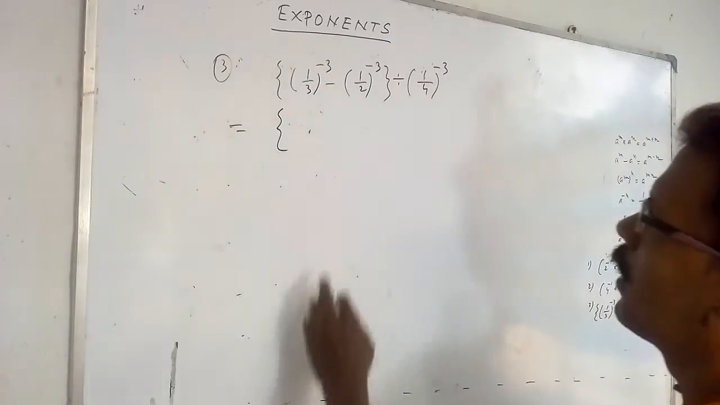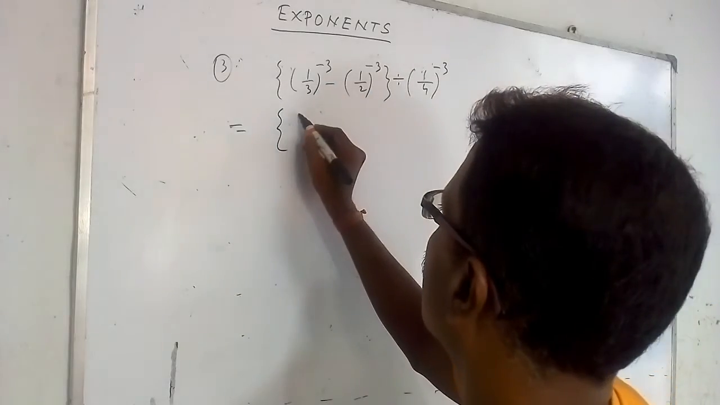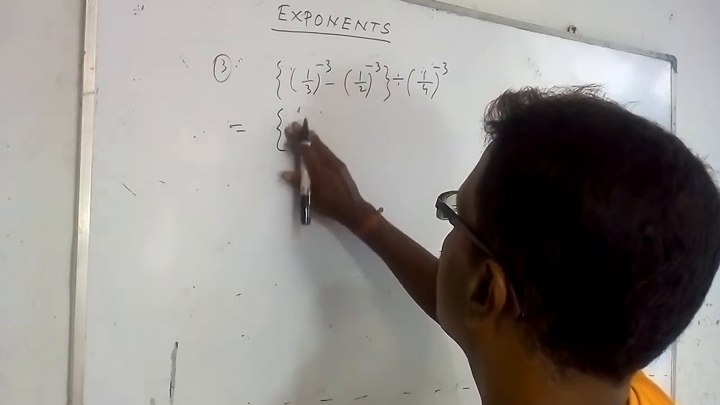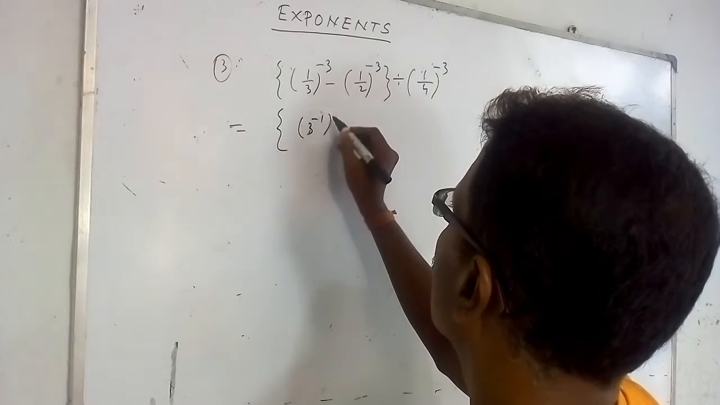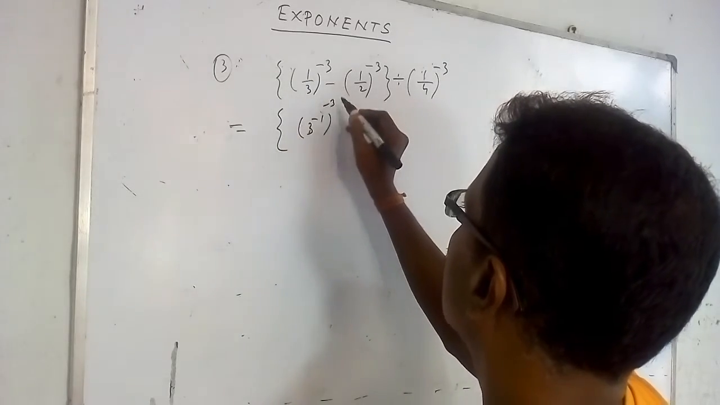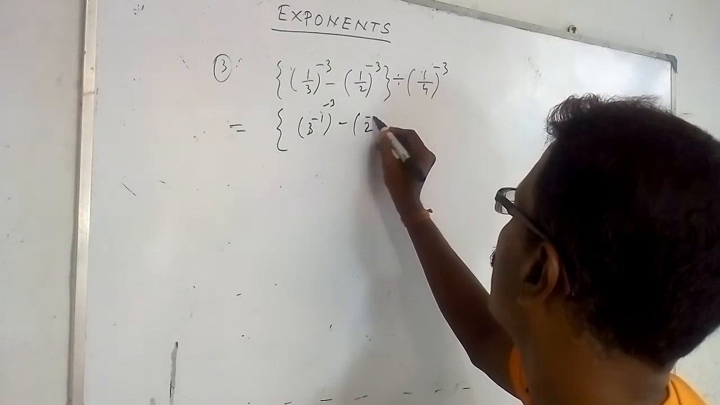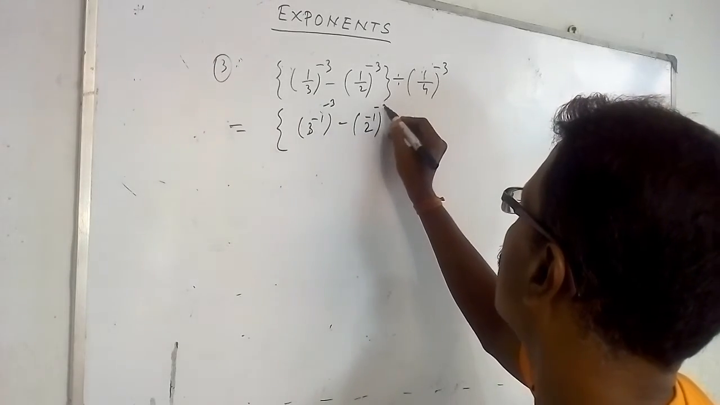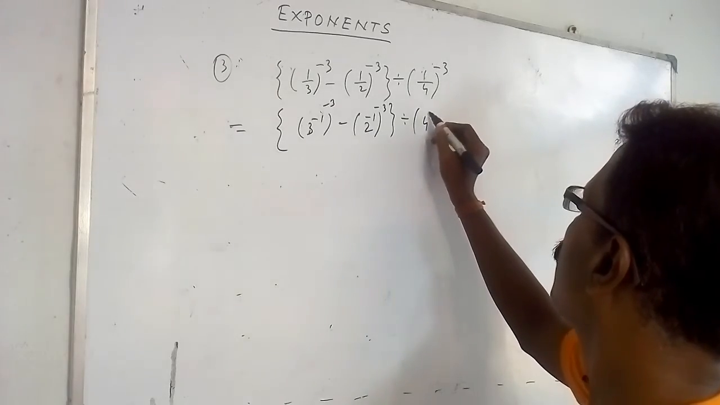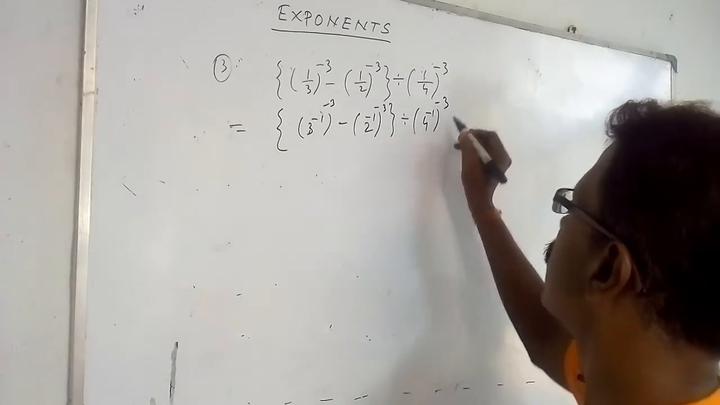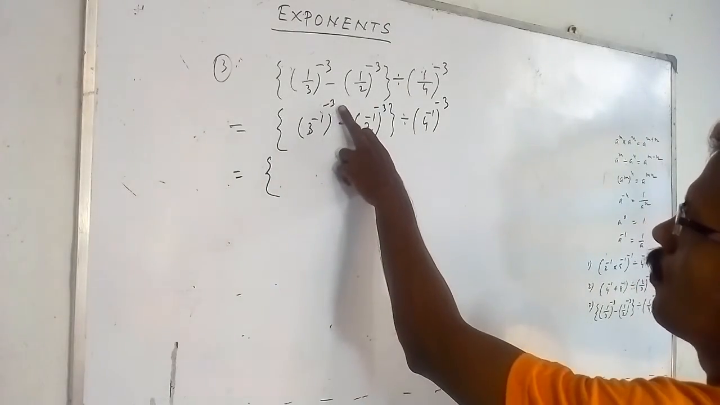1 by 3 whole to the power minus 3, what does it mean? 1 by 3 means 3 to the power minus 1, and just put the minus 3 again. 1 by 2 is 2 to the power minus 1, write the minus 3 again. 1 by 4 means 4 to the power minus 1, and write minus 3 again.